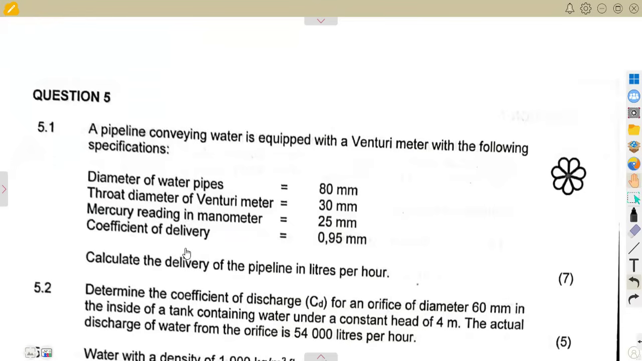All right, I remember. Yes, I did the introduction of this one. So it is important that you do watch the introduction of this part so that at least you can have an understanding of what is happening on this part. So the question was to calculate the delivery of the pipe. All right. So remember, on the Venturi meter, I was stating that you are going to have a condition at the inlet part.